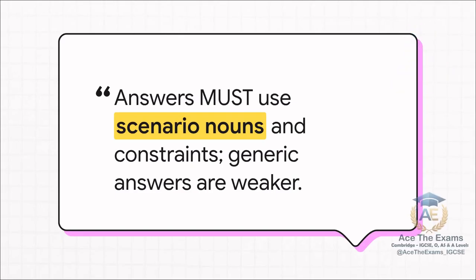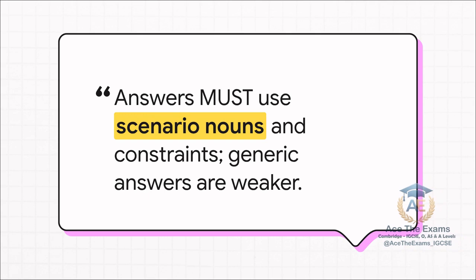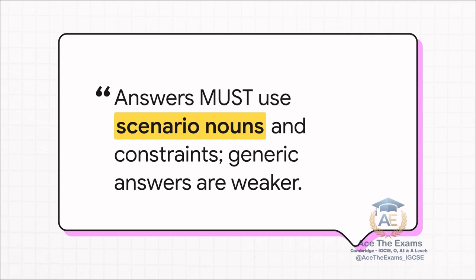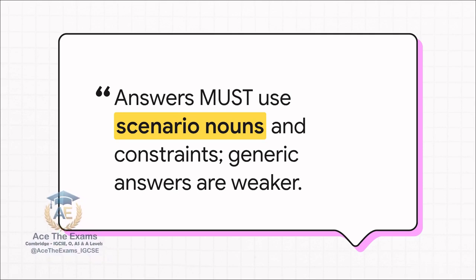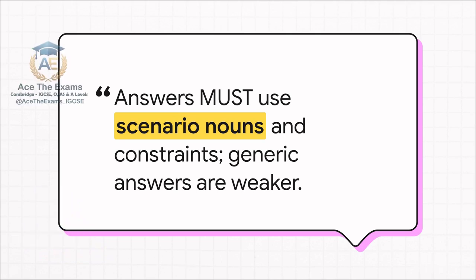The ultimate hidden clue, pulled straight from the examiner reports, is this. Scenario questions must use the scenario nouns and constraints. Generic answers are weaker. This is huge. If the question is about a hospital, your answer absolutely must talk about hospital data, patient files, or medical staff. If it's about a supermarket, you better be talking about barcodes and checkout lanes. If you don't anchor your technical knowledge directly to the specific nouns in the prompt, the examiner will penalize you. You have to apply the tech to the specific scenario.